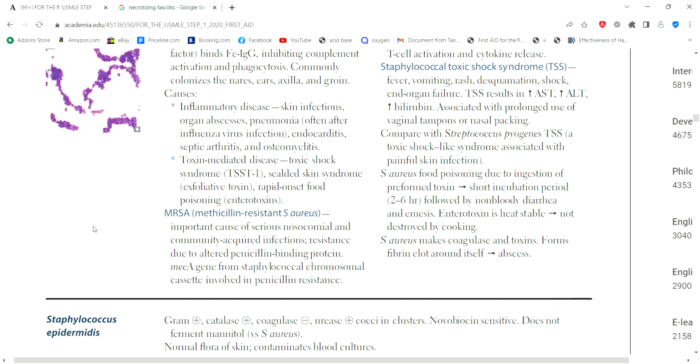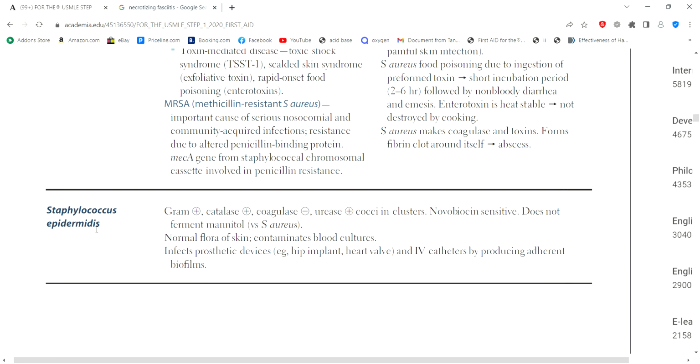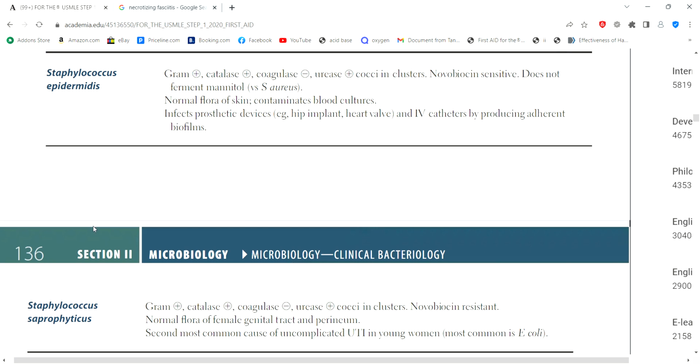Now we're going to move on to Staphylococcus epidermidis. It is gram-positive, catalase positive, coagulase negative, urease positive, cocci in clusters. It is novobiocin sensitive and does not ferment mannitol, versus Staphylococcus aureus, which does ferment mannitol. Mannitol is a sugar, and Staph epidermidis does not use mannitol like Staph aureus can.